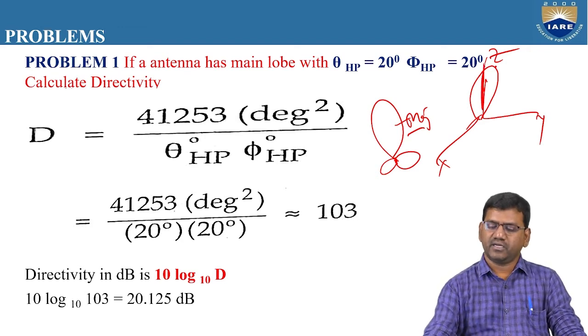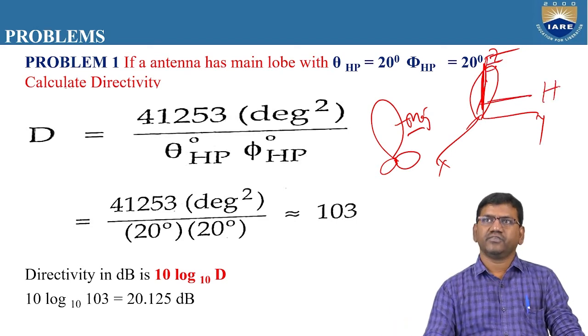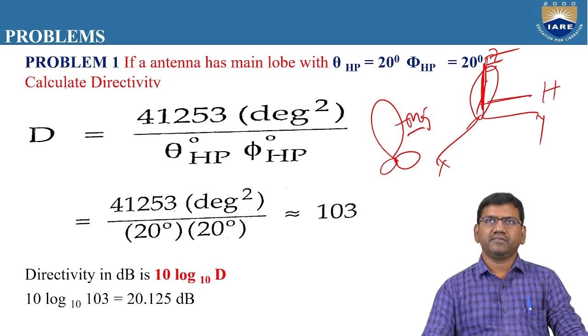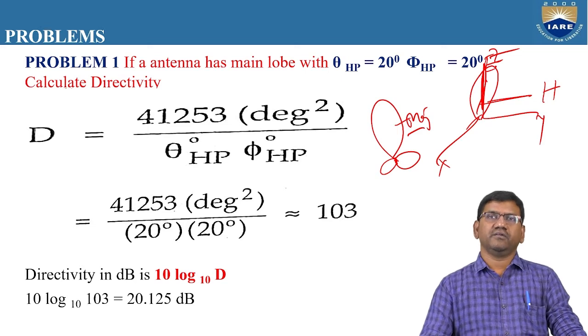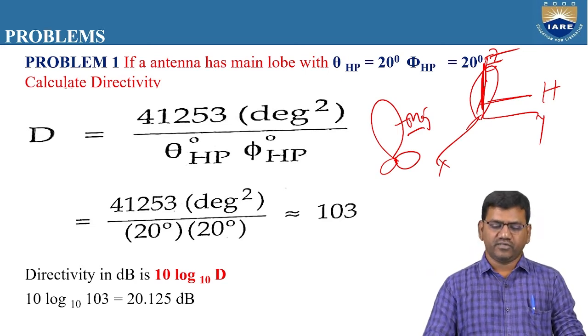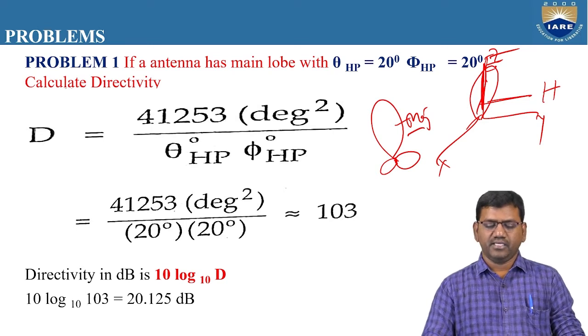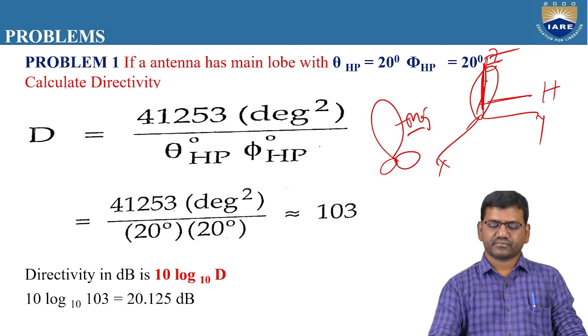If this is the vertical plane with the E field here, this will be the H field here. The directivity is given by the expression 41,253 degrees squared divided by theta HP into phi HP, that is, 41,253 degrees squared by theta degrees in the HP into phi HP degrees.